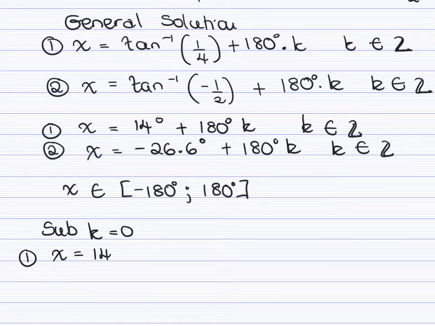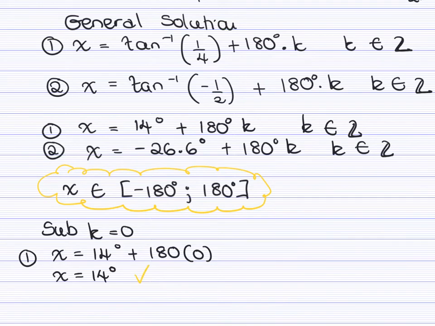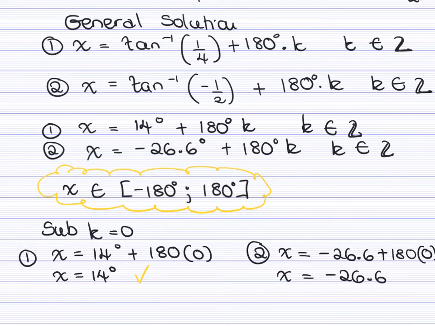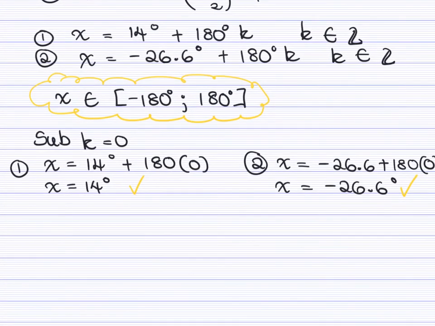X equals 14 plus 180 multiplied by 0. This leaves me with just 14 degrees. Is this 14 degrees within this range here? Yes, it is. Okay, so this is a valid answer. Then, equation 2, we're doing the same thing. We are subbing 0 where I see k. Minus 26.6 will be our answer. Is minus 26.6 within the range? Yes, it is. So we use that answer as well.